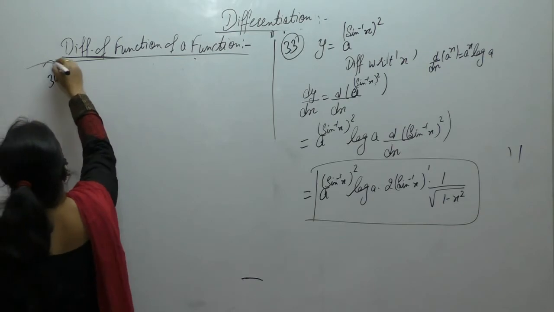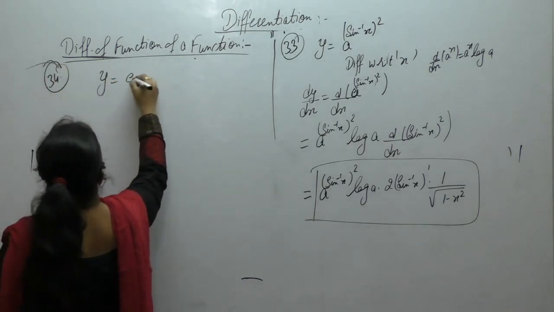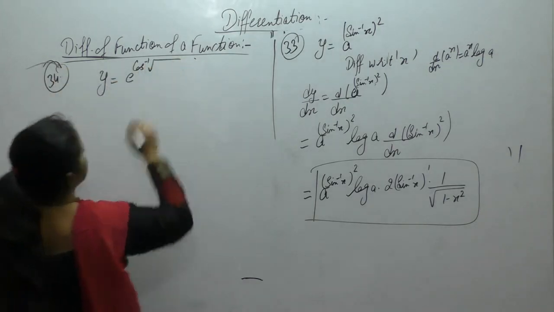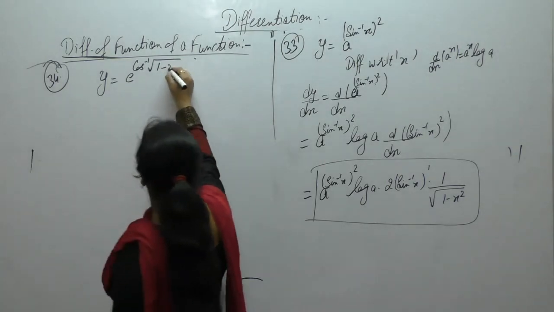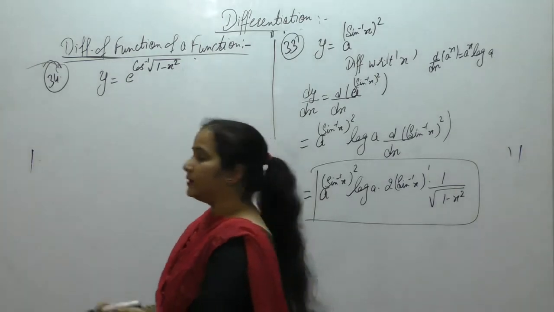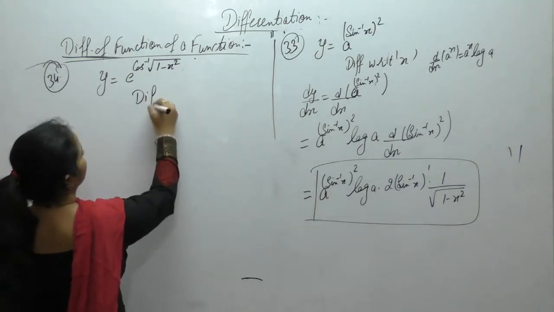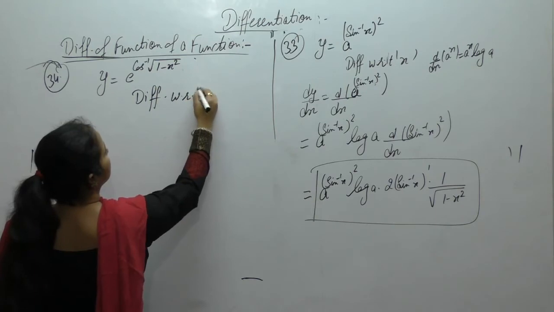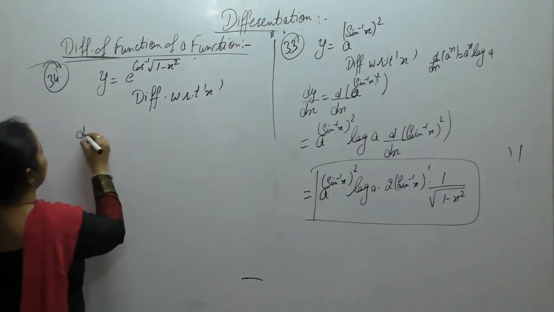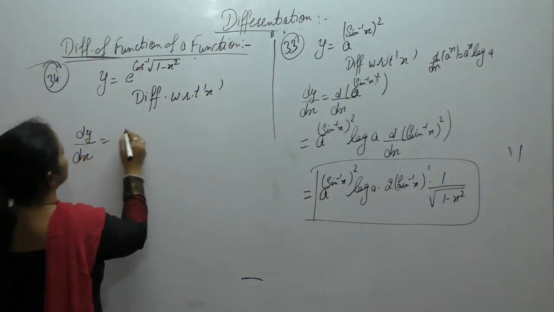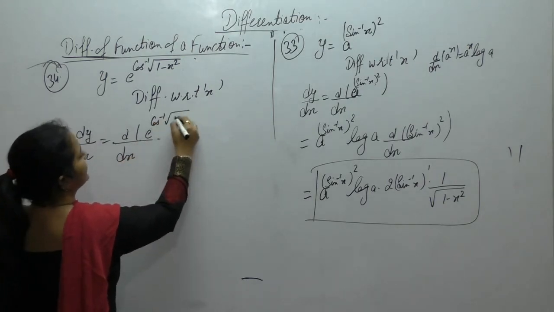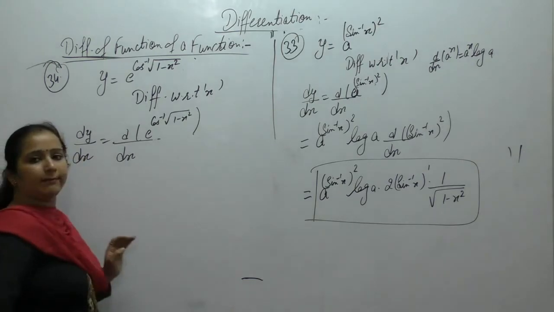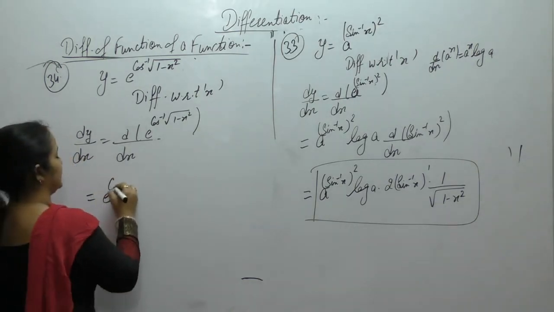Next is y is equal to e power cos inverse square root of 1 minus x square. Now differentiate with respect to x. dy upon dx is equal to the derivative of e, let it be x. The derivative of e power x is e power x.